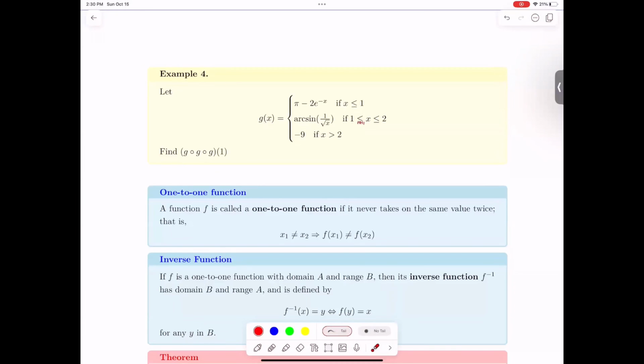Okay, 2 of you got the final answer. Let's wait for 2 more students to type their answer, and then we'll take it up. Pi minus 2e to the power of 9 is correct, but we'll wait for another student. Anyone need more time? Is this clear?